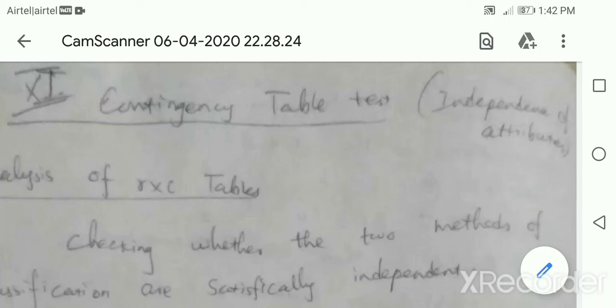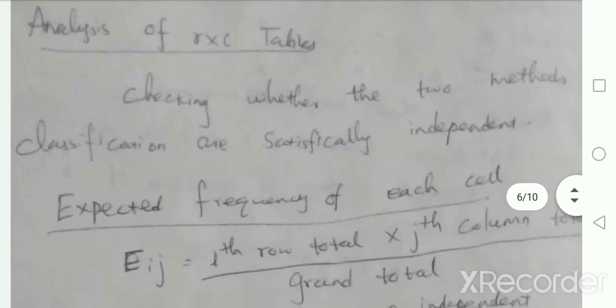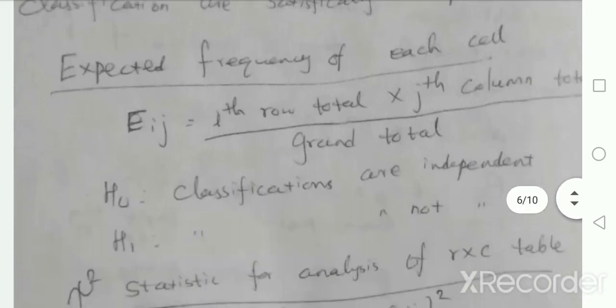Hi students, today we see the contingency table test. That is, we have to test the independence of attributes. That is, we have to check whether the two methods of classification are independent or dependent. So here also we use the same test statistic, the chi-square test, the same formula.